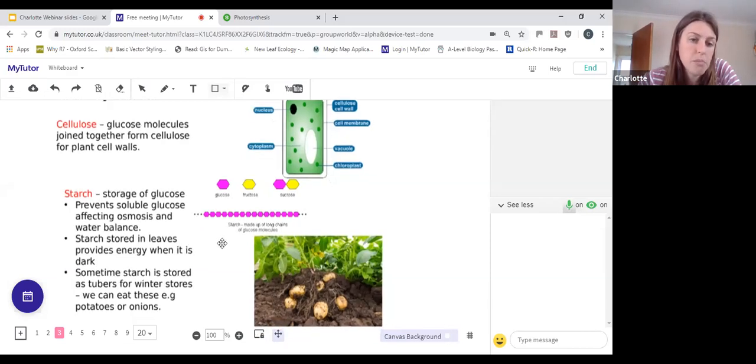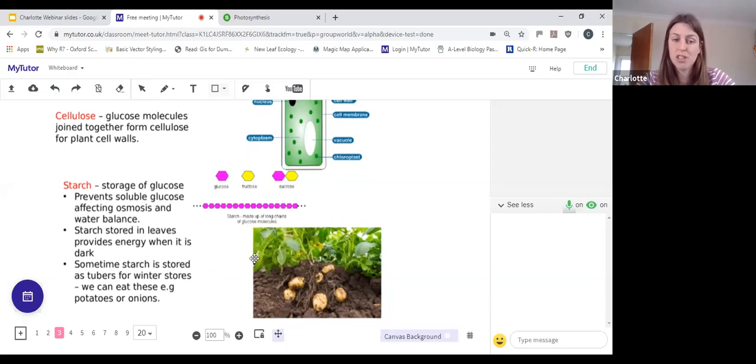Sometimes starch is stored not in the leaves, but as tubers for winter storage. If plants reduce all the way down in winter and don't have very many leaves, or if you're somewhere where there's not very much light in winter, then having a tuber full of glucose in the form of starch is a really good energy store to get you through the winter.